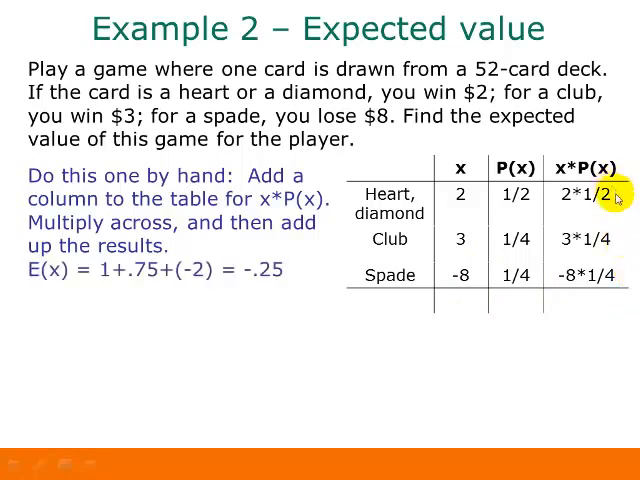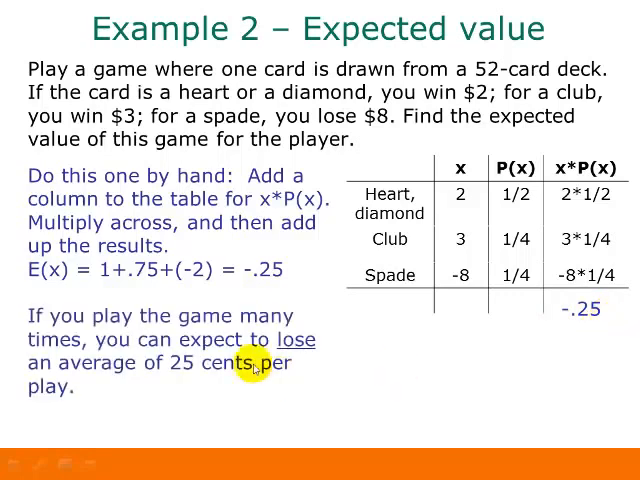So what we would get from multiplying these 3 values is here we would get a 1, here we would get 0.75, and here we would get -2. Now if we add those 3 values together, we end up with a -0.25. So that's the sum of this column, and that is our mean or our expected value.